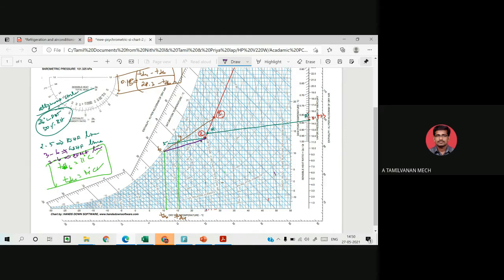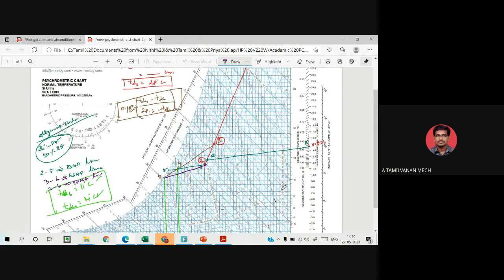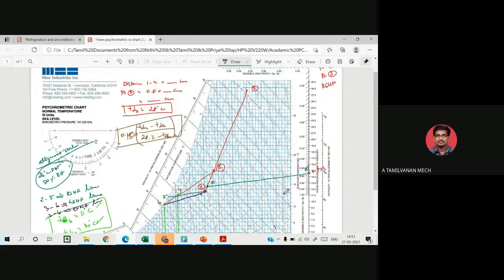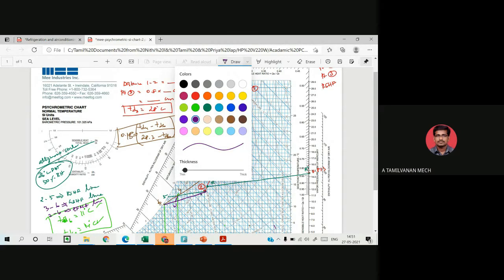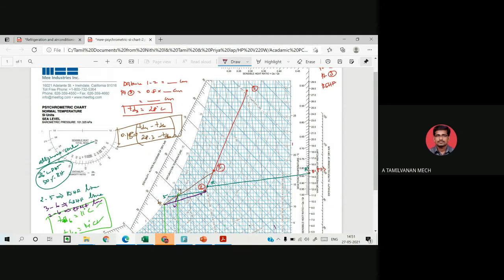Then you may draw that point 4 dash. Here you can take the bypass factor, which may be calculated from this line. Otherwise, by formula we are already calculating the bypass factor. Otherwise, if you are going to calculate the bypass factor, draw a line parallel to 1 and 2 from 4 to this line. This is nothing but the 4 dash.